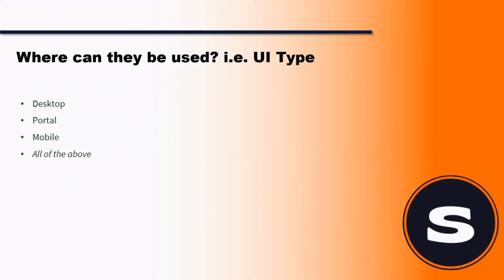And where can they be used? This means really what UI type we can use them in. So when we look at the form itself, we'll find a field which is aptly named UI type. And you can select desktop to run it just on the desktop. We can use it in the portal, so the portal interface, or we can set it to use on mobile, or all of the above. And we'll see that when we look at the form.